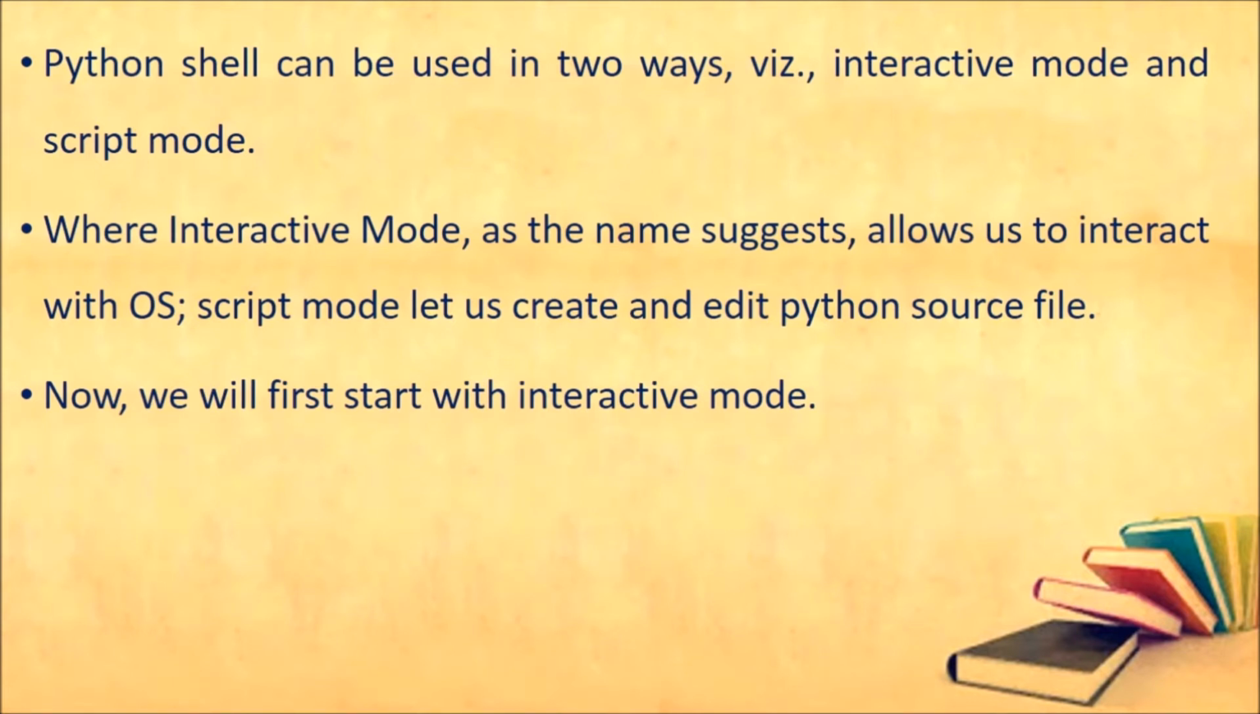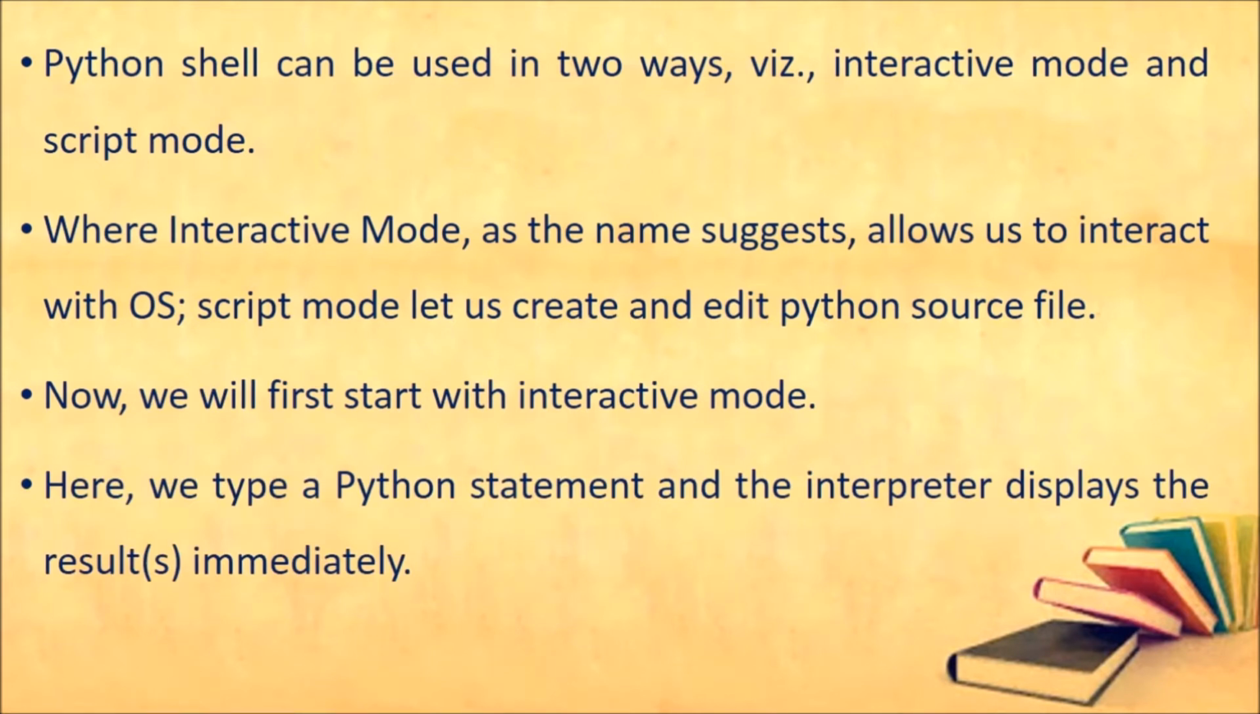So now first we'll start with interactive mode. Here we type a Python statement and the interpreter will display the results immediately. In the interactive mode of Python, the commands are executed line by line. When you type a command next to the Python prompt and press the enter key, the interpreter will convert the command into machine language. After processing, the interpreter again converts the machine code into human readable form, that will be the output. So let's move further and understand this.